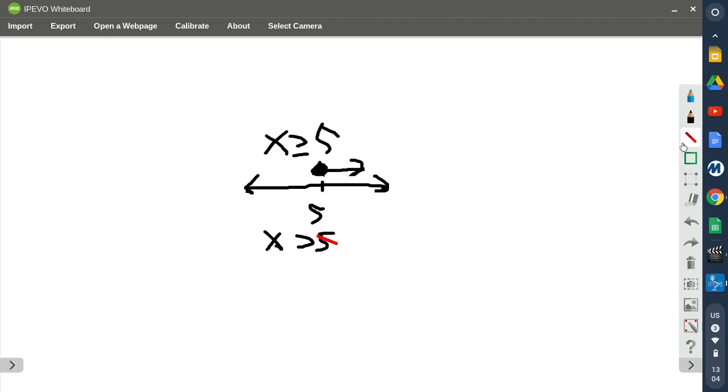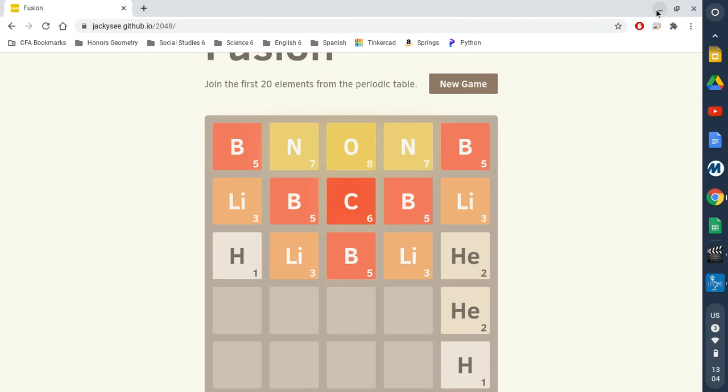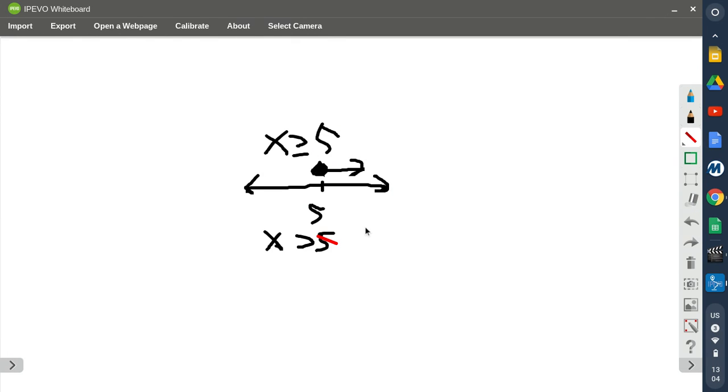That is not an eraser. Is there not an eraser? Let's find out. No. Okay. So, yeah, sure, just cross out that. Don't pay any attention to that. So, this is the correct graph for that.